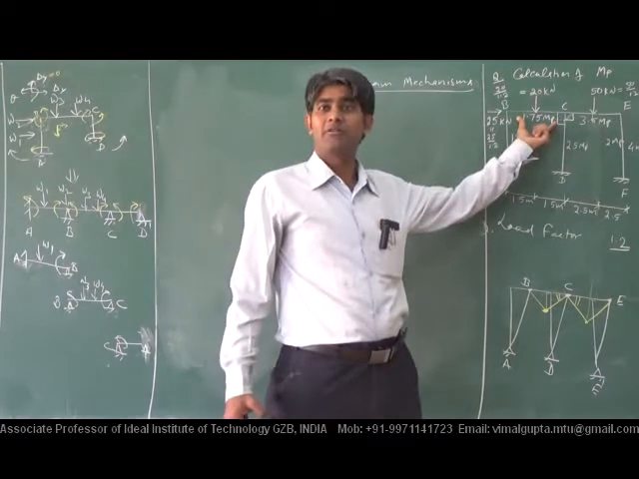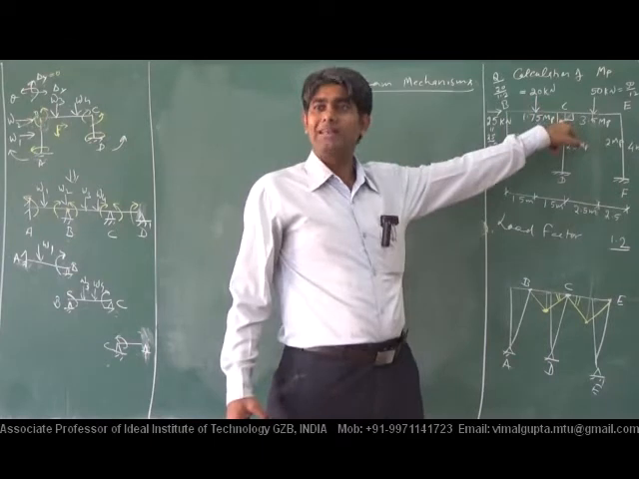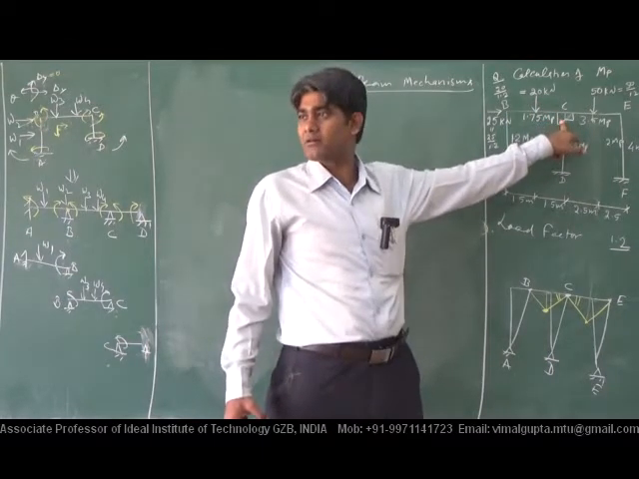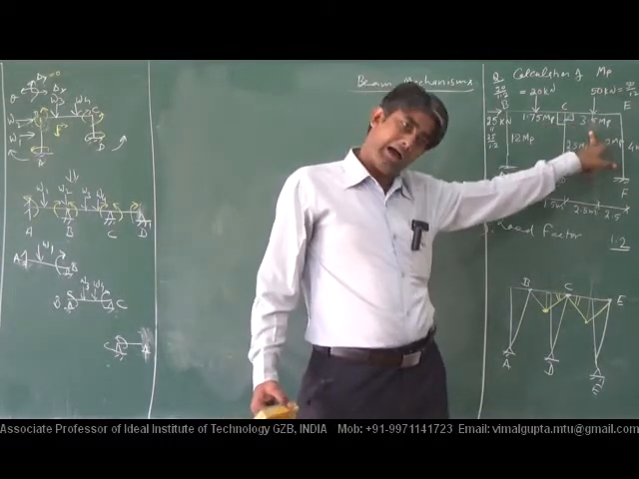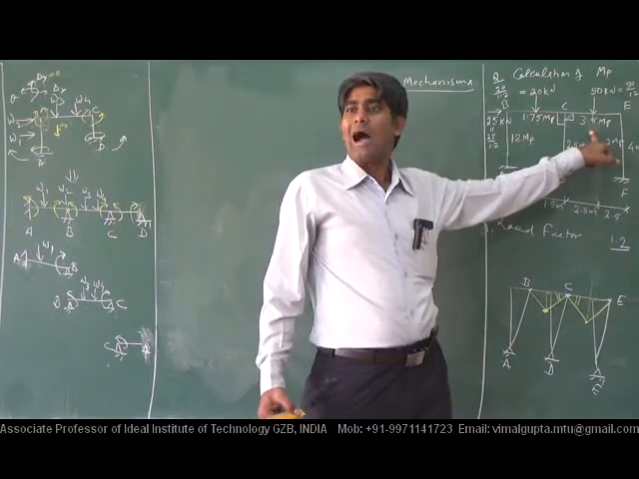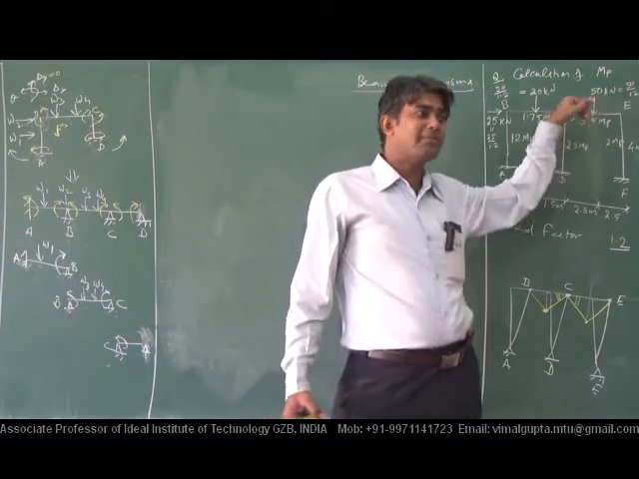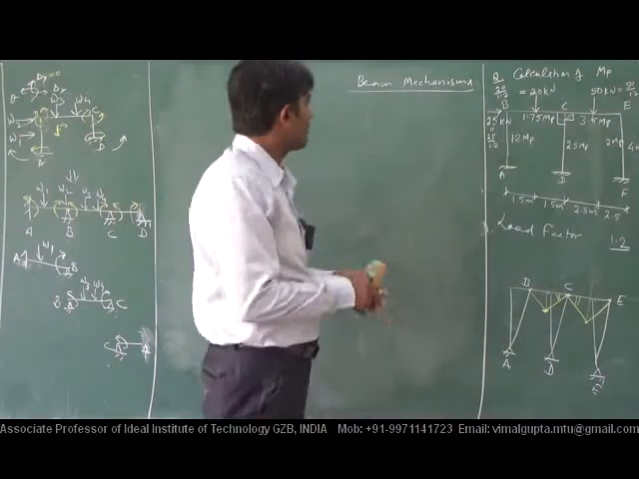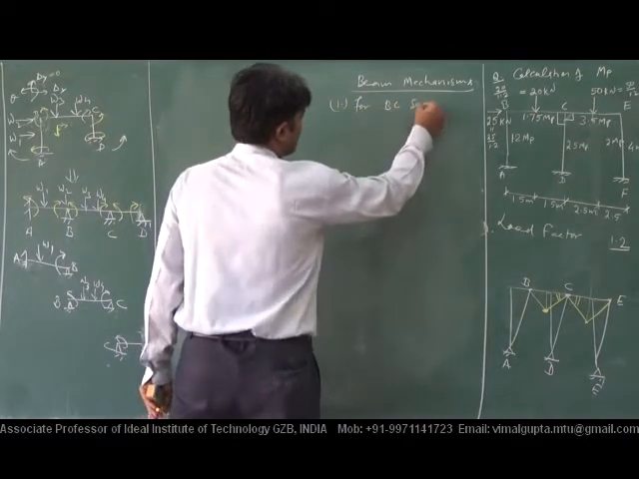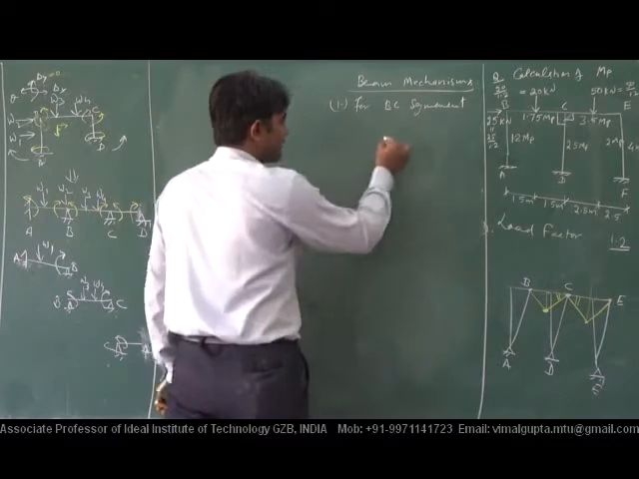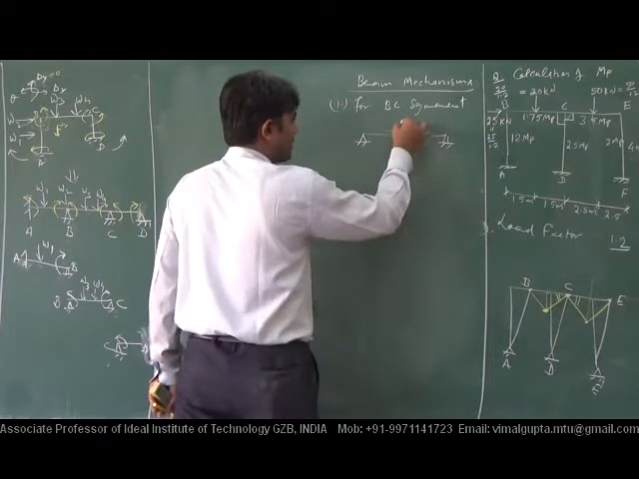For BC it will have one mechanism, because only three possibilities of plastic hinge are there and three are required, so we do not have any option here. Three locations, three plastic hinges. So for BC segment, and the point load is this.